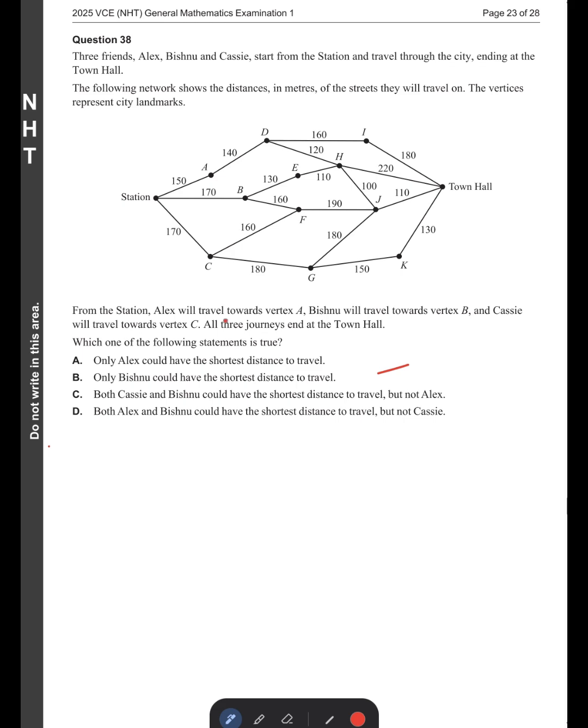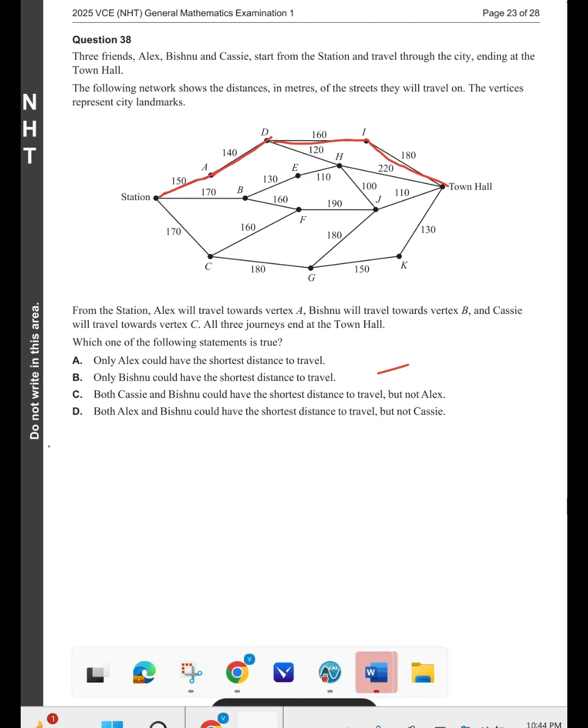All right. Only Alex could have the shortest distance. Only Vishnu could have the shortest distance. All right, so basically we just have to figure out the distances. So Alex is going to travel towards vertex A. So he's going to do this one. Now he can go there and there. And then he can do these 2, but they're actually going to be exactly the same distance because they're both going to be 340.